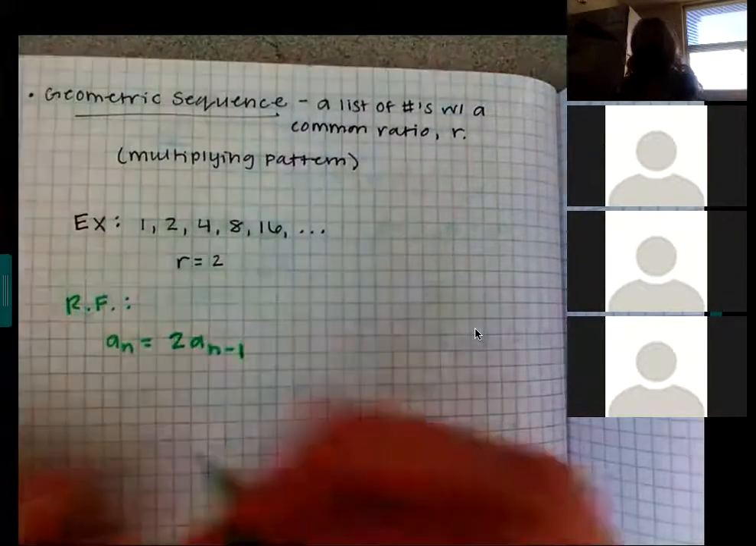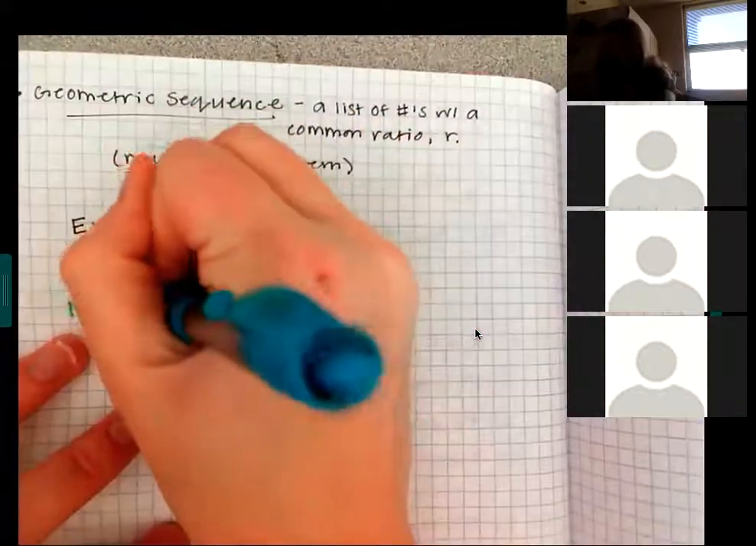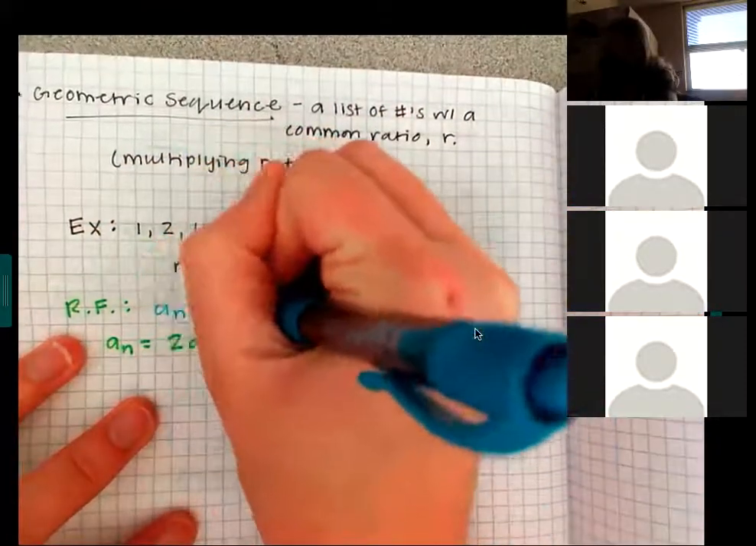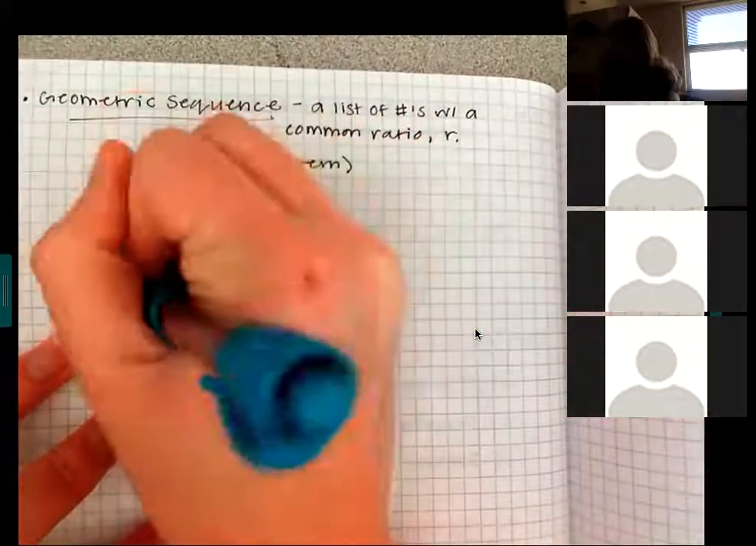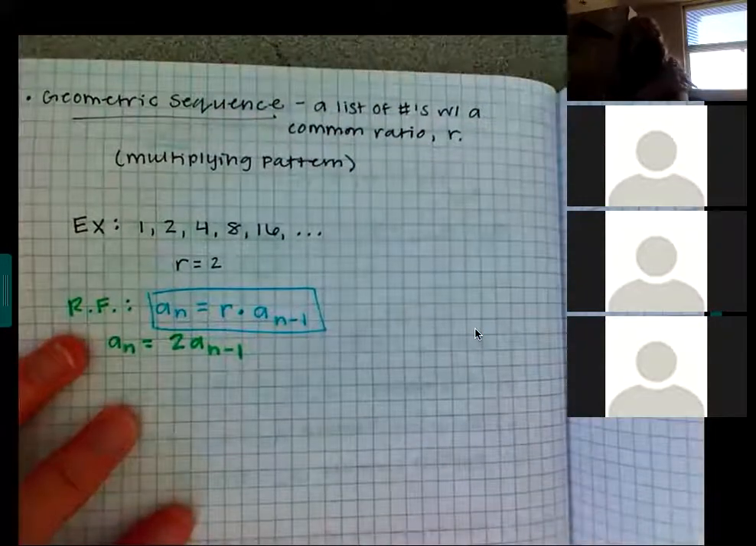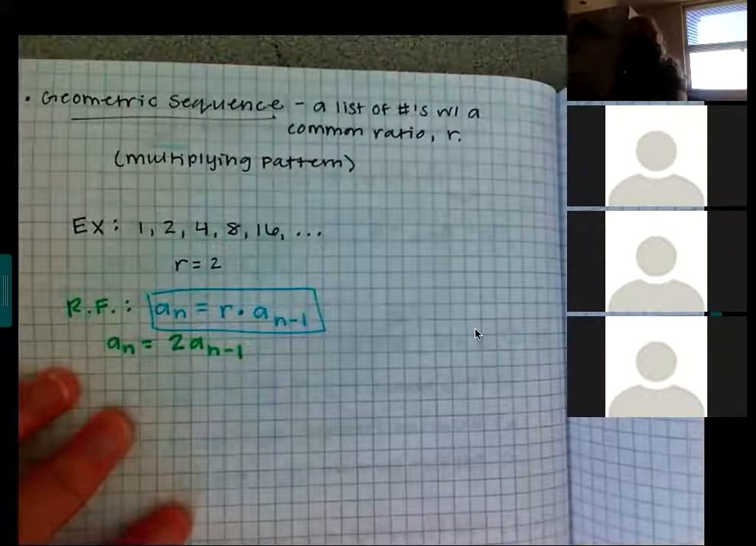So a general recursive formula, because I know somebody's going to want one so they can look back, for geometric would be A sub n equals the rate times A sub n minus 1. That's just your general recursive formula for a geometric sequence.